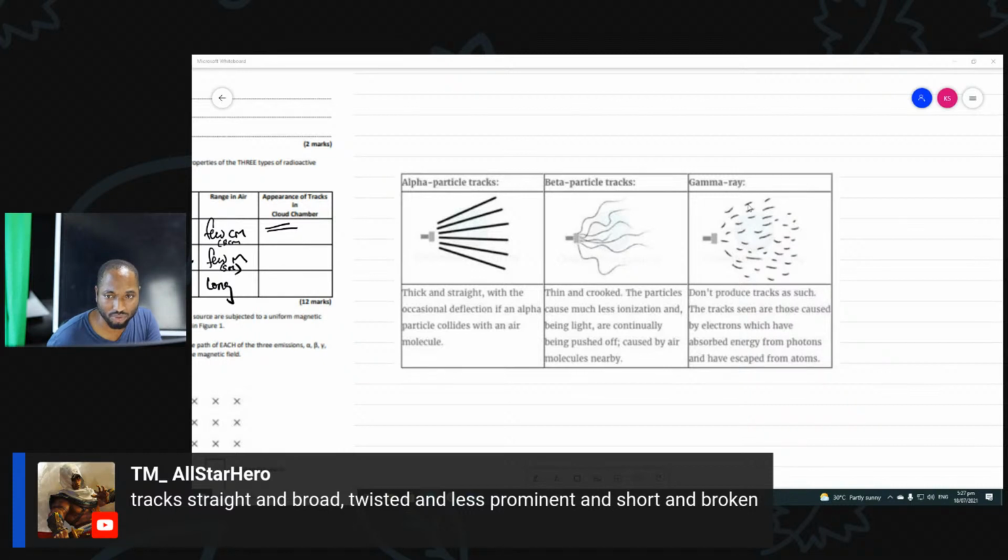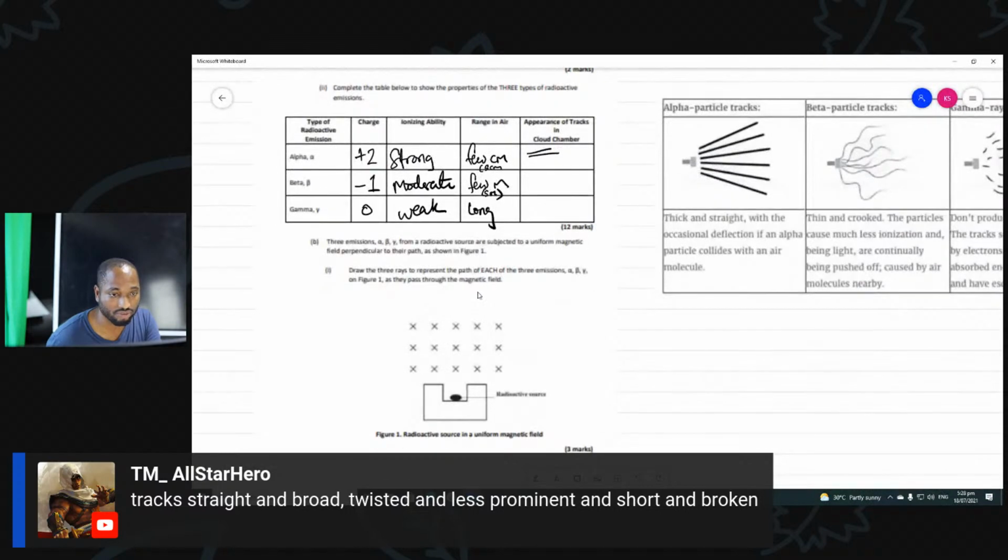What we're really seeing here is an effect that happens with gamma radiation, the photon. The tracks seen are caused by electrons which have absorbed energy from photons and have escaped. So these tracks are not really in the gamma ray itself; it is electrons taking in energy from the gamma radiation and flying out. And that's what we're really seeing. So these tracks are not really attributed to the gamma ray itself. Understand what I'm saying?